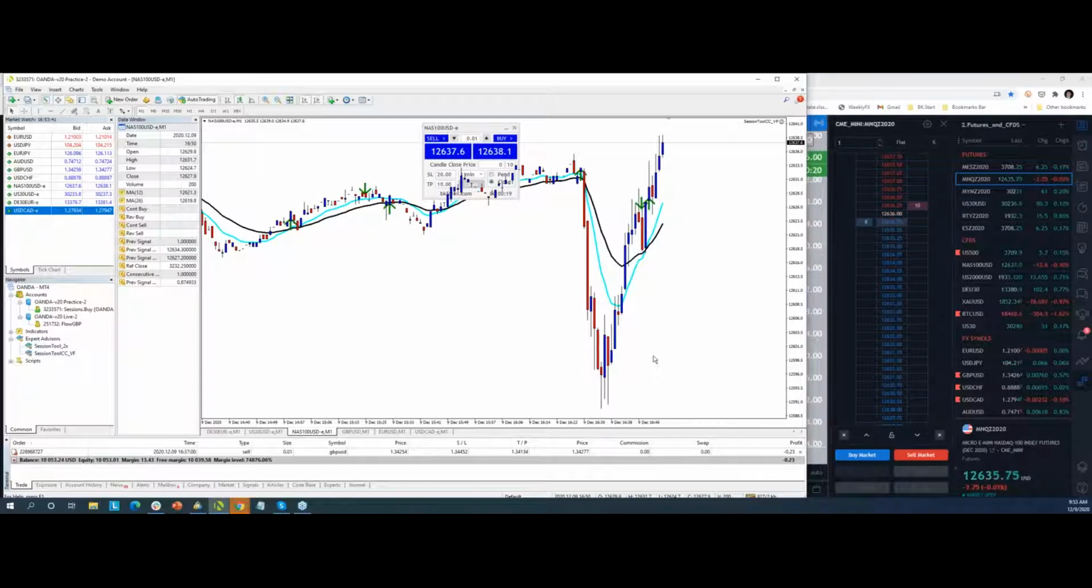But really, the distillation here is: trade failures only, trade failures on the first move, trade reversals on the second or third move, stay at 70% of target, 70% of stop, and that's it. You really don't need anything else.